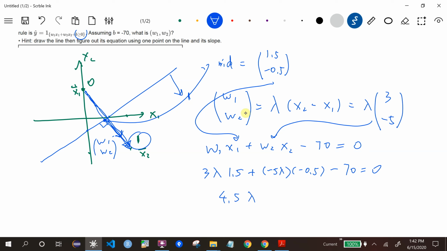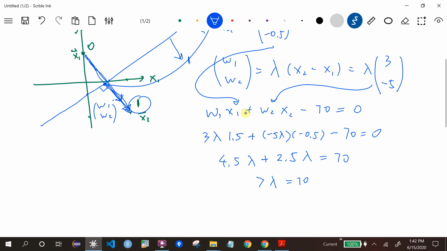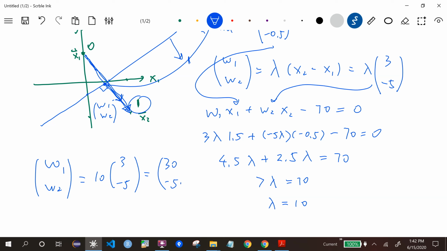4.5 lambda plus 2.5 lambda is 70. The number works out great. 7 lambda is 70, and lambda is 10. So now we know that W1, W2 is equal to 10 times 3, -5. So it's 30, -50.